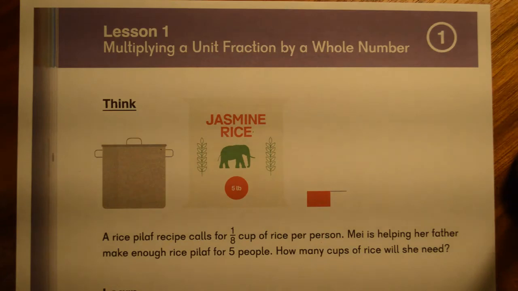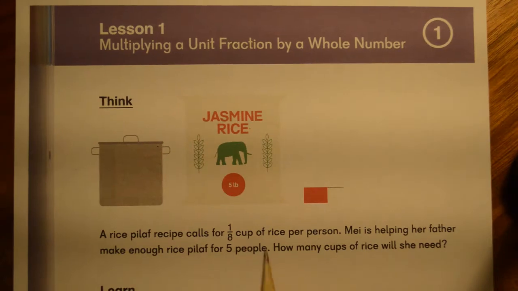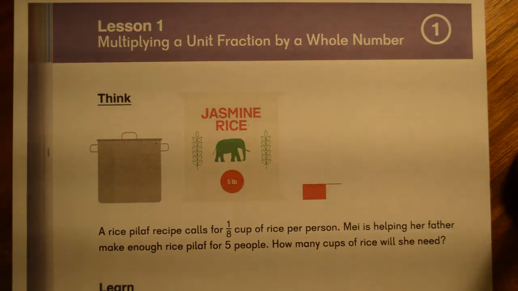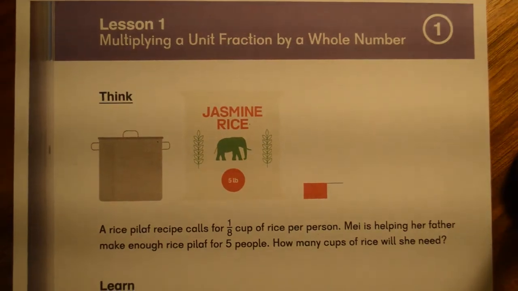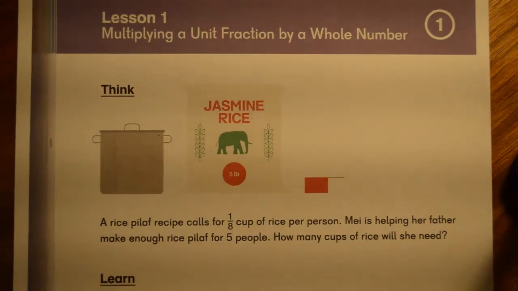Again, multiplication is the same as repeated addition. So you could always just keep adding the fraction over again, but we'll take a look at how to multiply them. So the first example that we're going to look at is for a recipe for rice. A rice pilaf recipe calls for 1/8 of a cup per person. May is helping her father make enough rice for 5 people. How many cups of rice will she need?